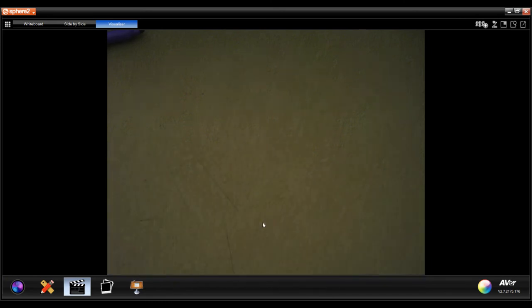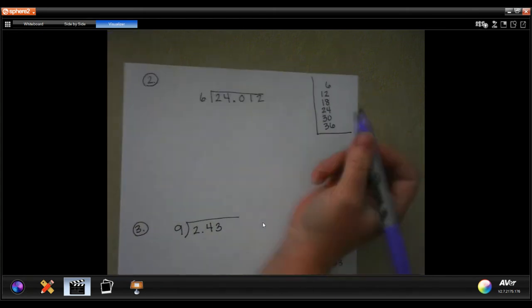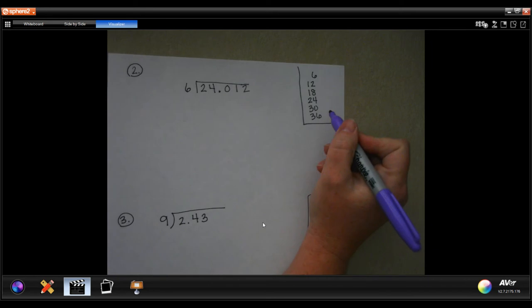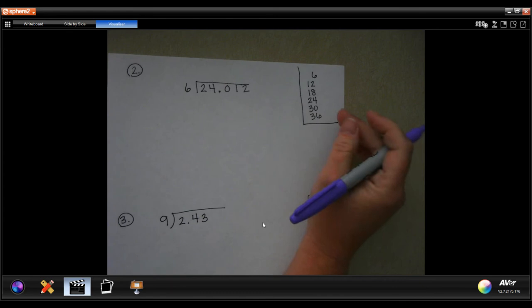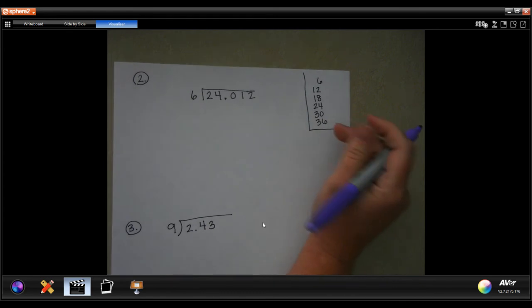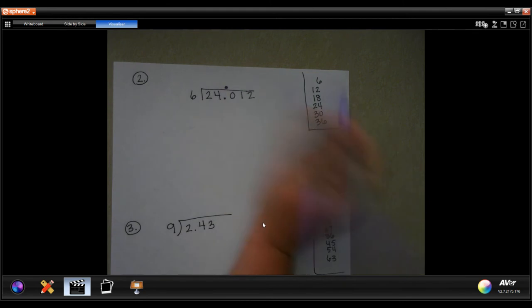We are going to go ahead and get started with number 2. I went ahead over here and wrote down multiples of 6 just so that I would have them on the top of my head when I needed them. Now, the cool thing about dividing with decimals is that all you have to do is move it straight up. Done.